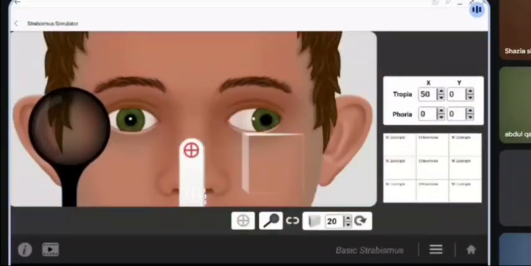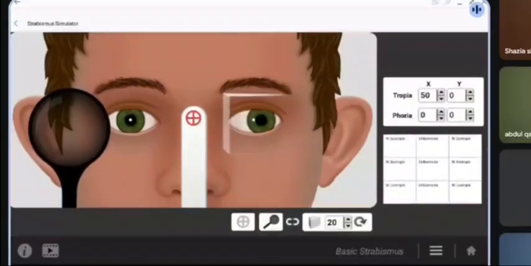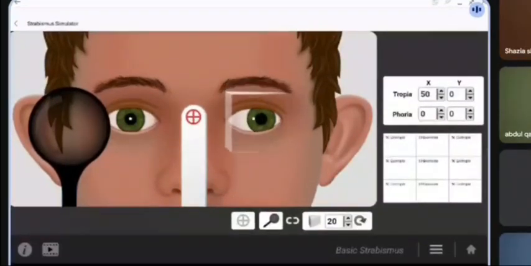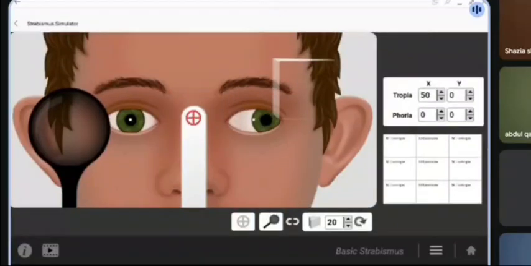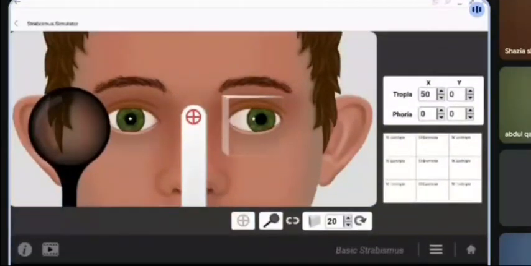This is the prism, and here you'll be having a base which has a shadow in it and a sharp line. It is an apex. So I'm placing the apex towards the deviation side. So you can see that your eyes are getting inward. So you can see the difference. Your eyes are getting inward.